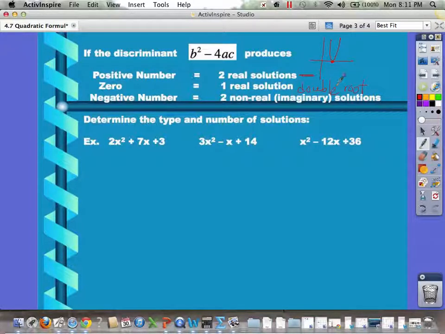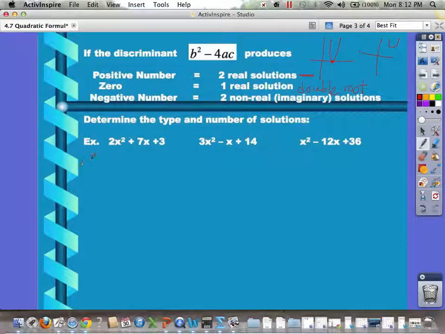That would be like an x plus 2 times x plus 2 thing. That's a double root. All right, and that's what it looks like. So if it comes out to be 0 when you put in your discriminant, that's what it's going to give you, one real solution, which is this kind of situation right here. And if you plug it in and you get a negative number, that means you're going to have two non-real or imaginary solutions. Those are the kind that just kind of hang around up in the air, never cross the axis. Those are two non-real solutions. All right, so we're going to determine the type and the number of solutions using the discriminant for these.